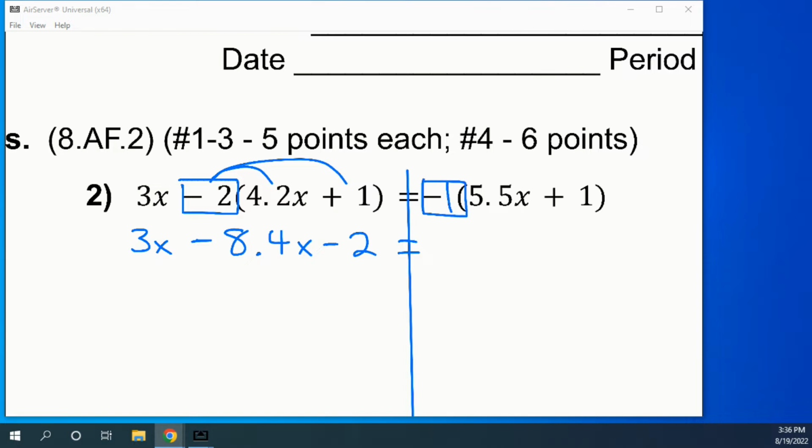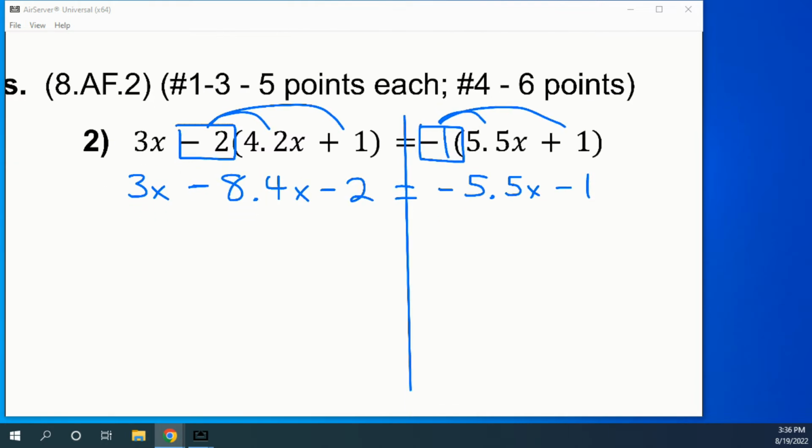So that makes this term negative 1 that we have to distribute. Negative 1 times 5.5x is negative 5.5x. Negative 1 times positive 1 gets me a negative 1. Your following step after we distribute here is going to be combine like terms. Now we do have like terms on the left side. We have negative 3x minus 8.4x.